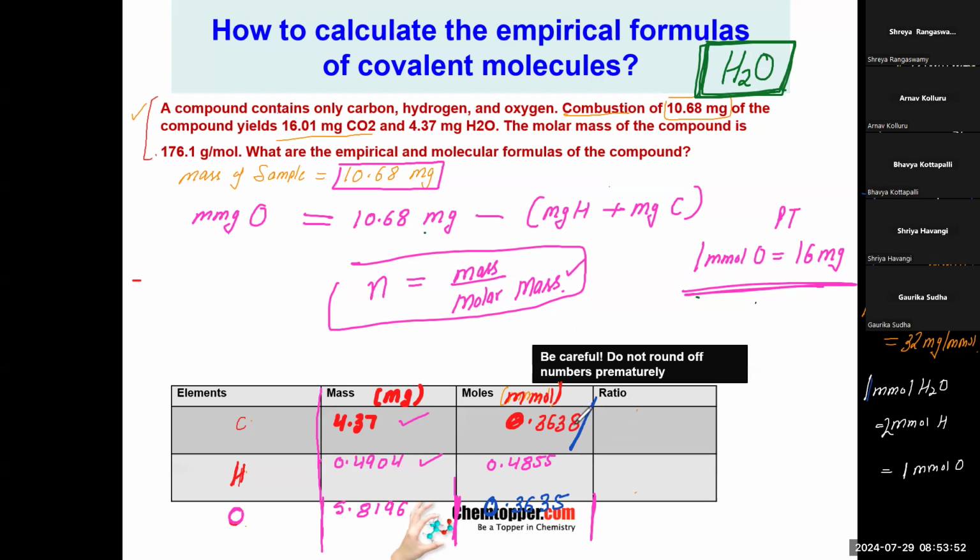So this is 0.3638 divided by 0.36. You are going to divide all these moles by the smallest number to get the simplest ratio. The aim is to get the simplest whole number ratio. What is this number? Here, here. Second one, hydrogen. Your calculators are next to you.